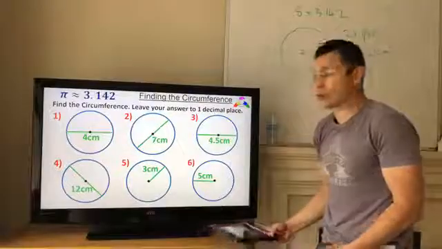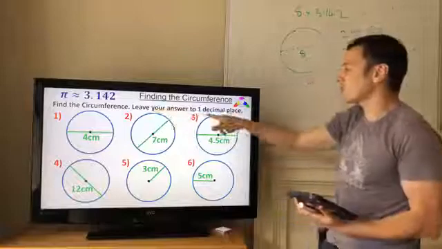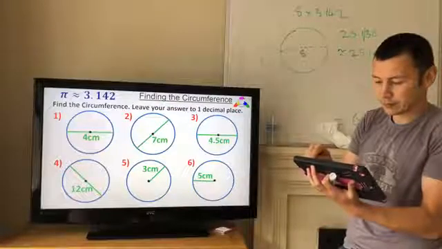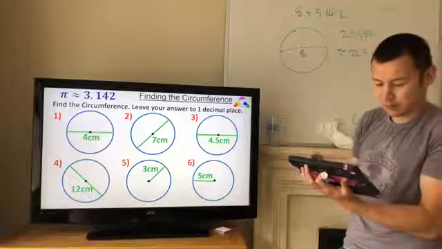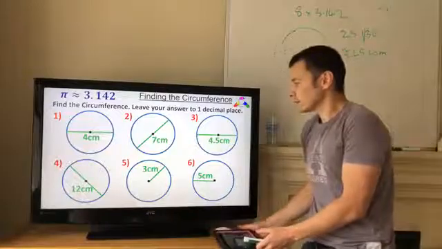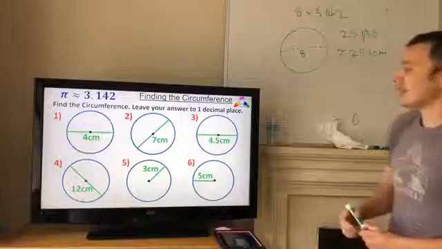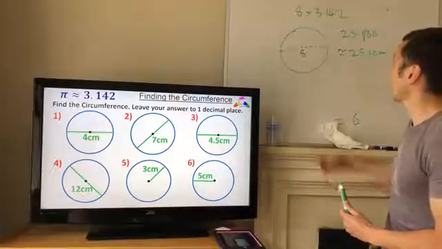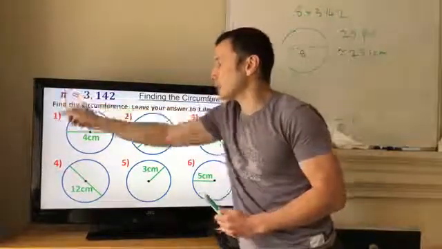Okay, so can we have a go at those 6 questions there? I'm sure you'll whiz through these. Let's find the circumference of each one. Leave your answer to one decimal place, please. Remember, the formula is the diameter times by pi. The diameter times by 3.14, which is shown there. This is the Greek symbol for pi.